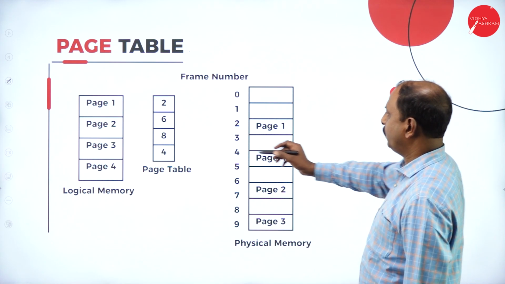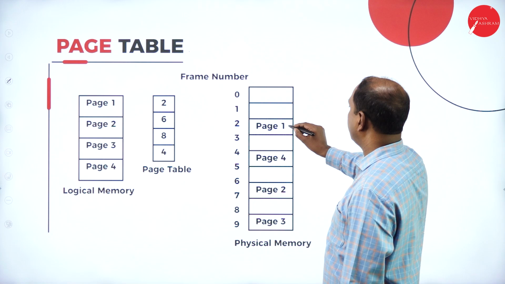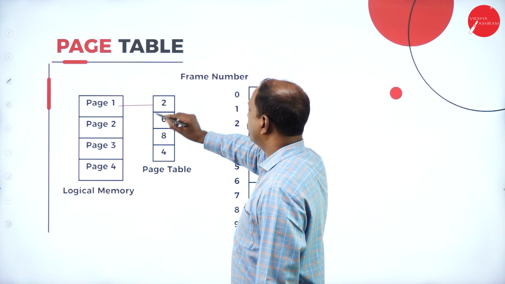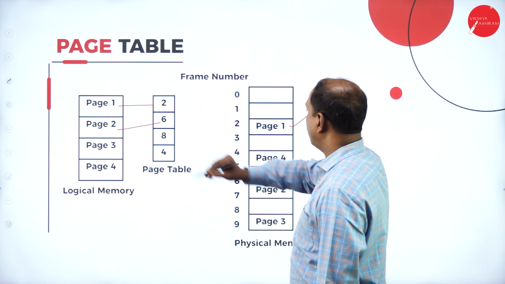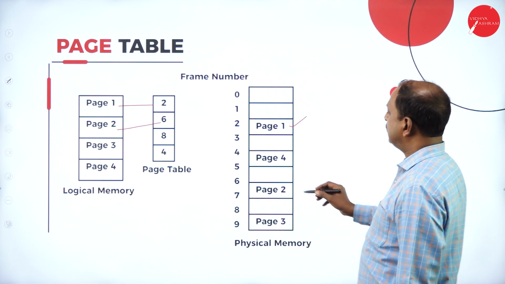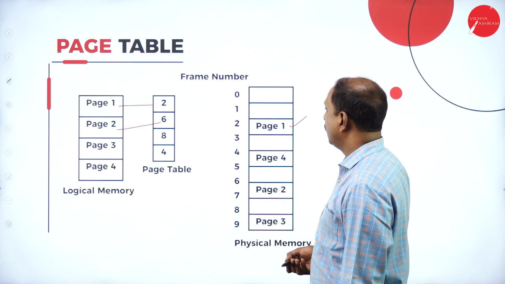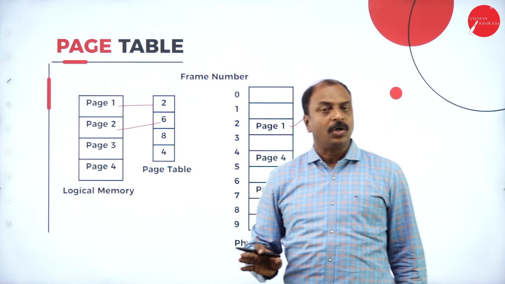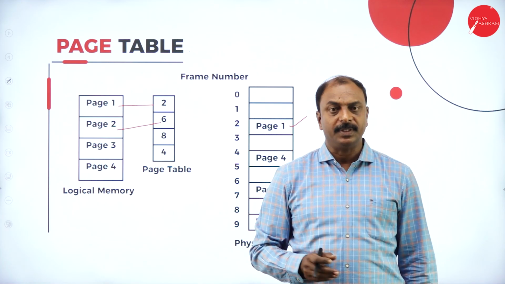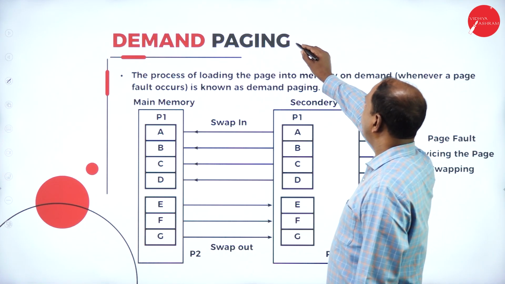So this is page 1. For example, page 1 is in frame number 2. Similarly, page 2, if you look at that, is in frame number 6. If you look at 6 here, this is page 2. So this is your paging concept, or page table. The page table consists of the physical address of the pages with the frame number. That is the page table. Next concept is demand paging.